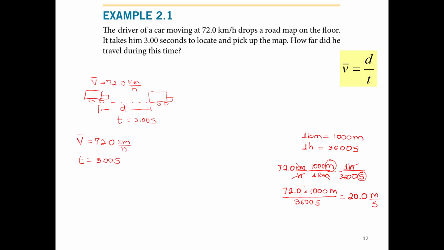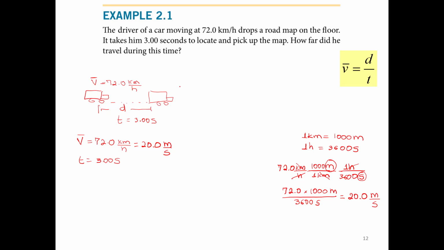Remember, we don't need to take into account the significant digits of the conversion factor. If the number we want to convert has 3 significant digits, the answer we get must also have 3 significant digits. And this is what we have here, 20.0 meters per second. Now we have consistent units, so now we can calculate the distance.